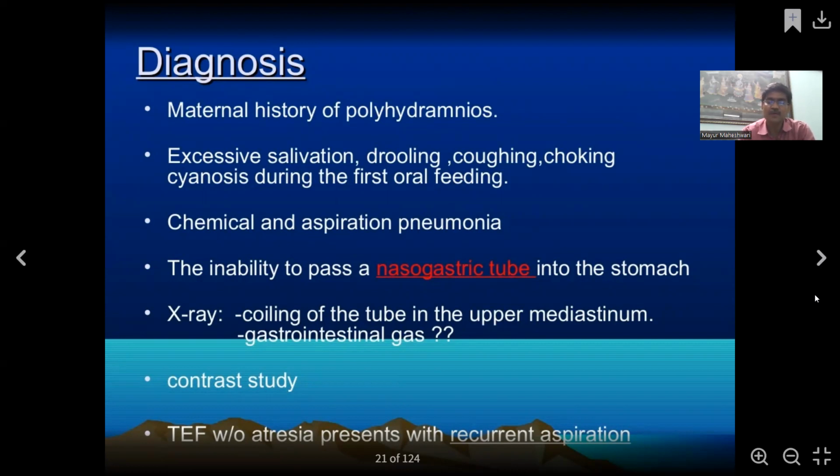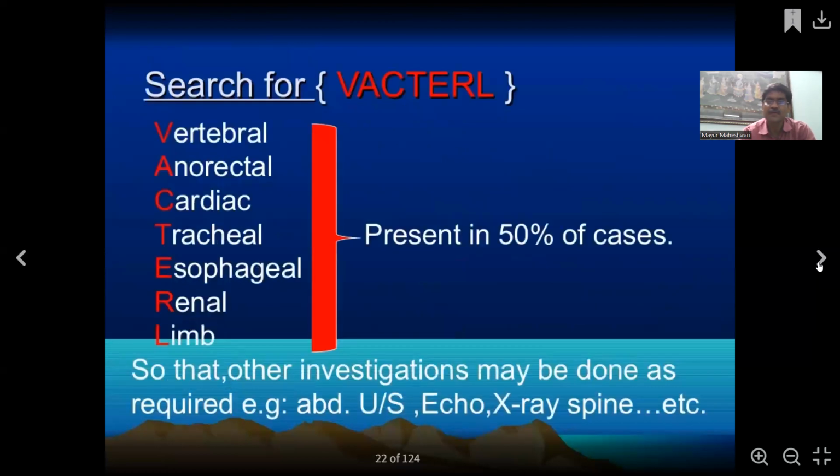Sometimes we can do a contrast study, although it is not used nowadays. And tracheoesophageal fistula, with or without atresia, may present with rectal anomalies also, such as anal atresia or rectal atresia. You should always search for a VACTERL anomaly. VACTERL anomalies are associated with vertebral anomalies, anorectal, cardiac, tracheal, esophageal, renal anomalies, and sometimes there are limb anomalies. These are present in as high as 50% of the cases.